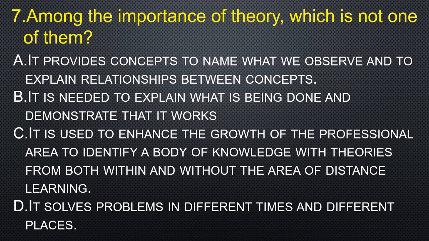Among the importance of theory, which is not one of them? These are the reasons why it is important to have a theory, to have an assumption in life. And which of these is not one? It provides concepts to name what we observe and to explain relationship between two concepts. So we need theory, especially in the study of criminal behavior, because you need to have concepts. Concepts can be physical things or abstract things.